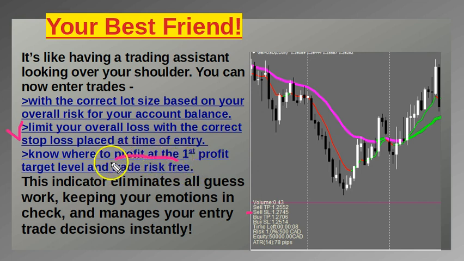Now what I mean by trading risk-free is that once your entry goes into profit and hits the first profit target level, you would now take at least half of your trade off the table, move your stop loss up to approximately this target level, and then from here on in you're trading risk-free, because if it goes higher but comes back against you, you can't lose any more money. Okay, so that's what we mean by that.